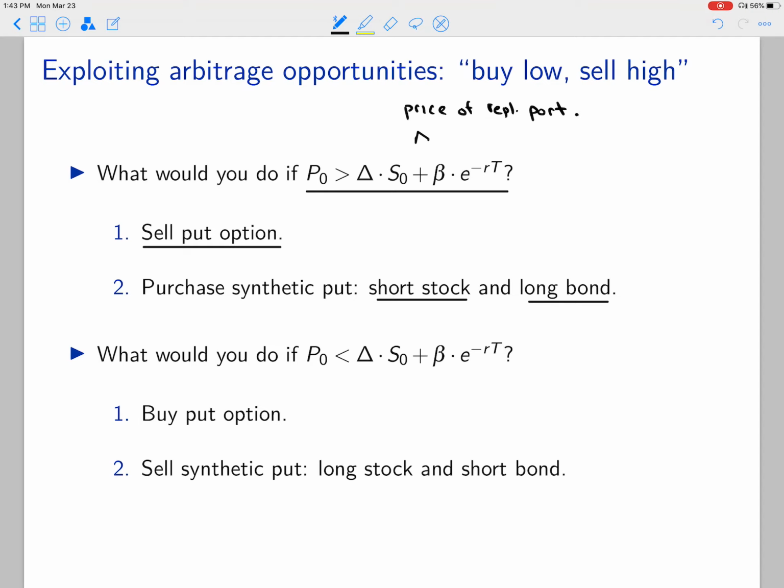The second scenario is if the put is too cheap relative to the no arbitrage price. That is, the put price P0 is less than the price of the replicating portfolio. In this case, we exploit the arbitrage again by buying low, selling high. We buy the put, we sell the replicating portfolio. Okay, so we buy the put, we sell the replicating portfolio, and shorting the replicating portfolio is equivalent to longing the stock and shorting the bond. Okay, same exact logic as the call, except just kind of flipped in reverse when we think about the replicating portfolio.